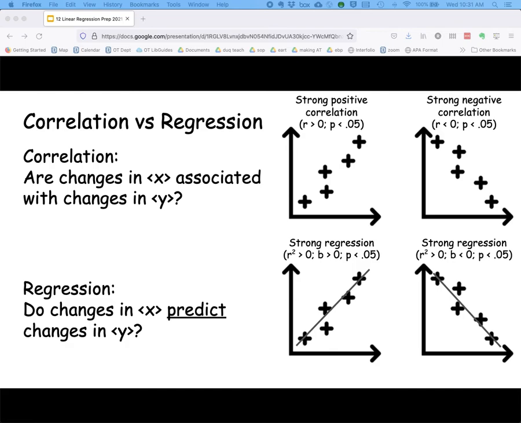In this video, I want to take a moment and compare correlation and regression. In correlation, we're looking at whether changes in one variable are associated with changes in another variable and how strong that association is. In regression, we're asking if changes in one variable predict changes in another. And the difference is, in correlation, the relationship goes either way.